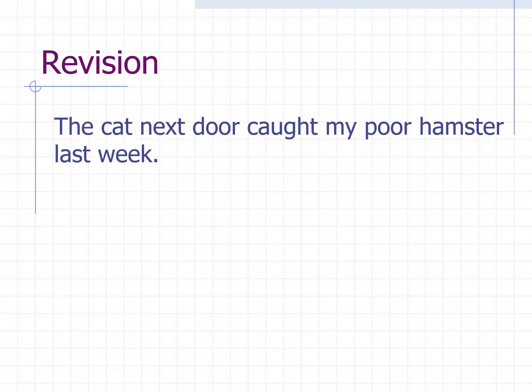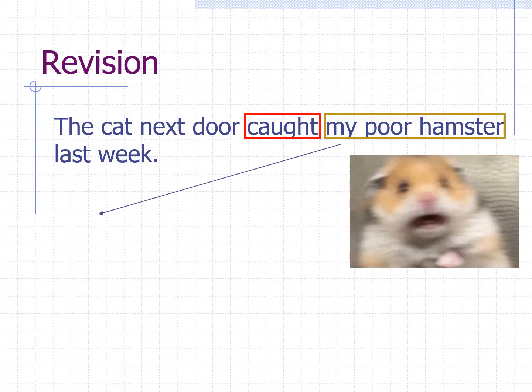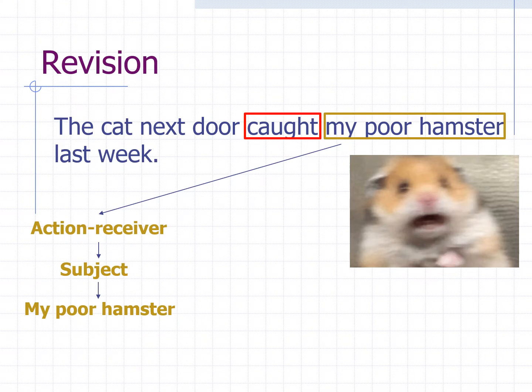Look at this sentence. The cat next door caught my poor hamster last week. Now remember, the first thing that you need to do is to locate the main verb. In this case, we have caught as the main verb. Once we know where the main verb is, we know where the action receiver is. And yes, that is my poor hamster. That is also the object of the sentence. Now we put the action receiver right at the front, because now it has become the subject of the sentence. So we put my poor hamster at the beginning of the new sentence. Now we look at the verb again. This is caught.